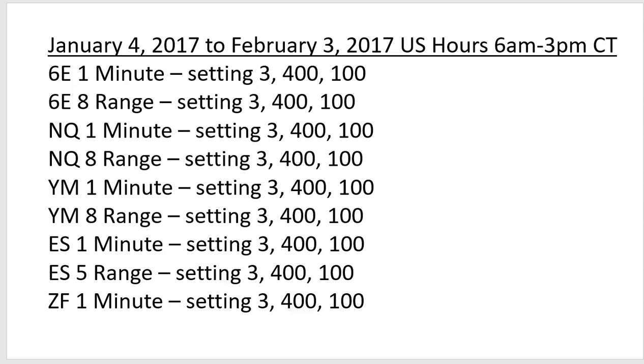But it's a good starting point to get your feet wet with order flow and understanding supply and demand shifts in supply and demand.